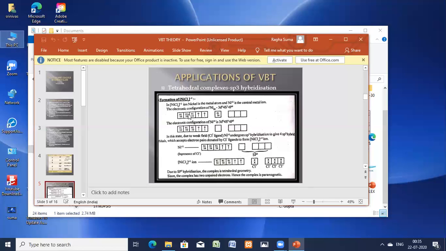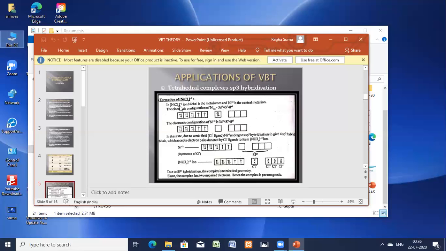Now d will be having 5 orbitals. Okay, 5. Now s, only 1. P, you're having 3. Here 8 electrons: 1, 2, 3, 4, 5, 6, 7, 8 as per Hund's rule. Now you're having 2 electrons at 4s.